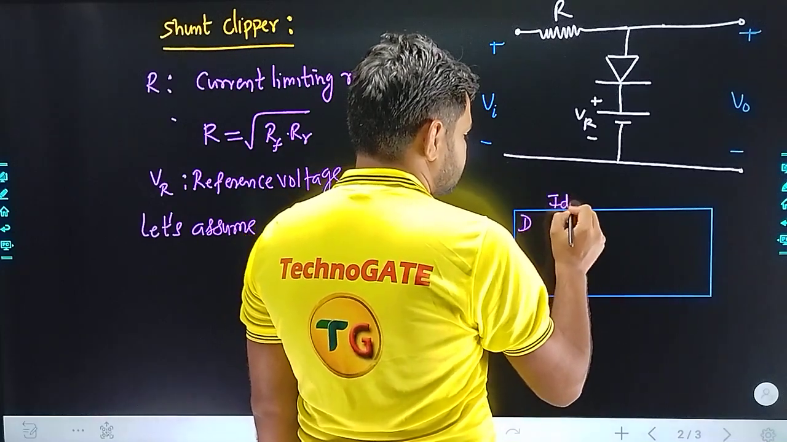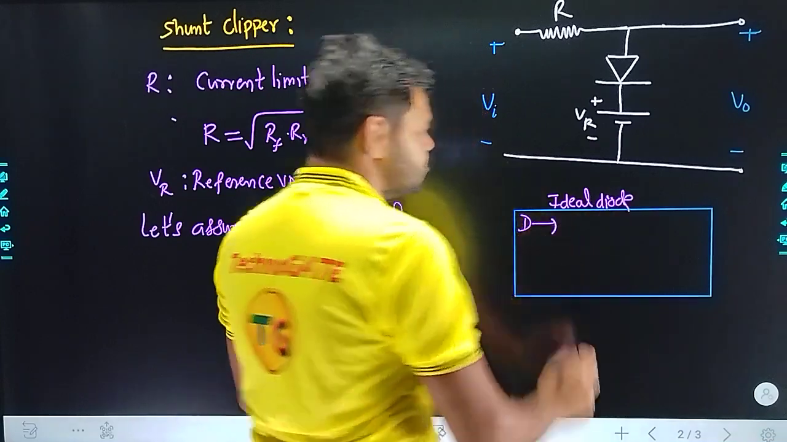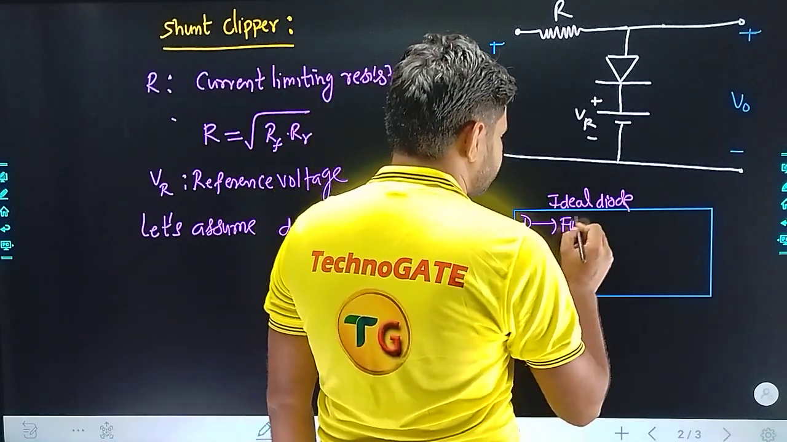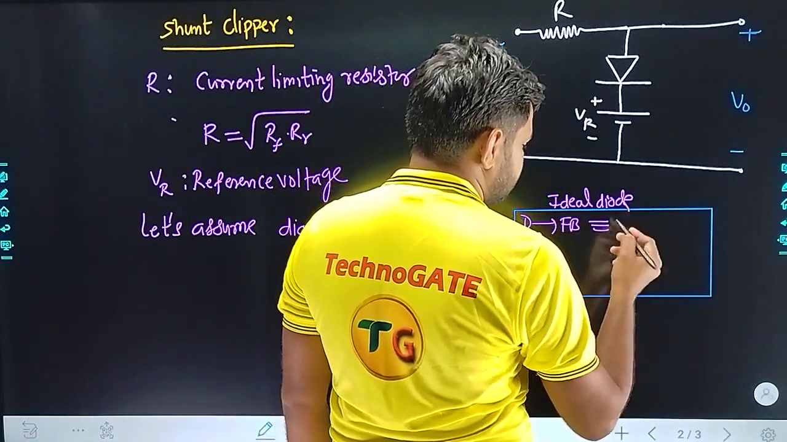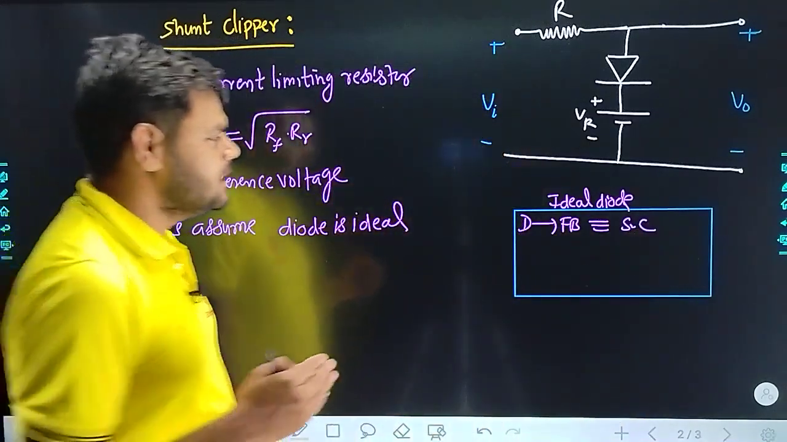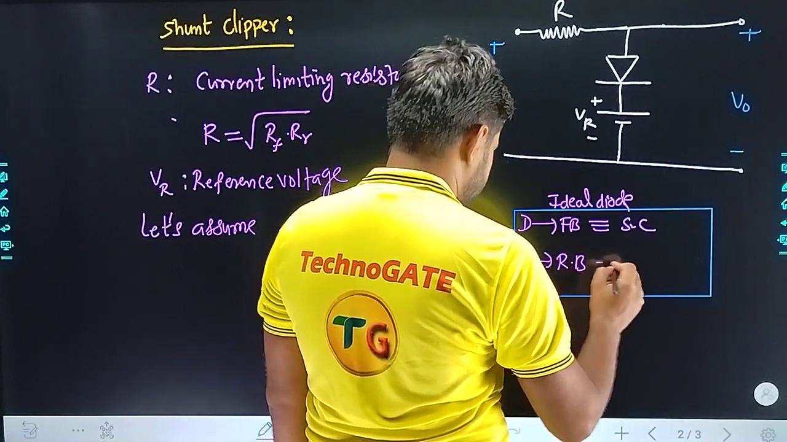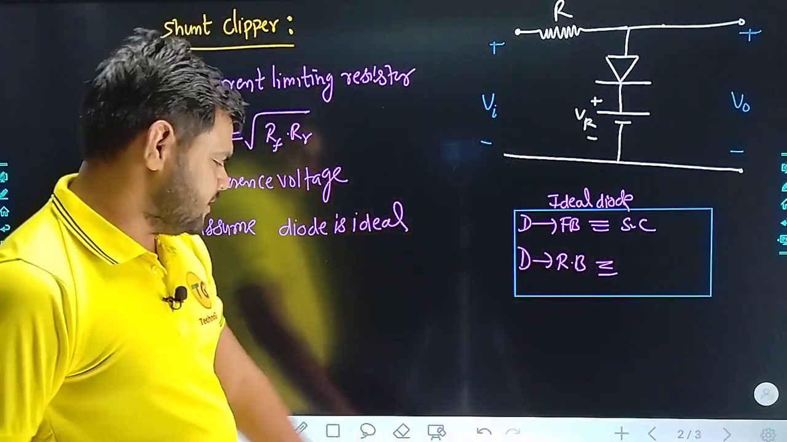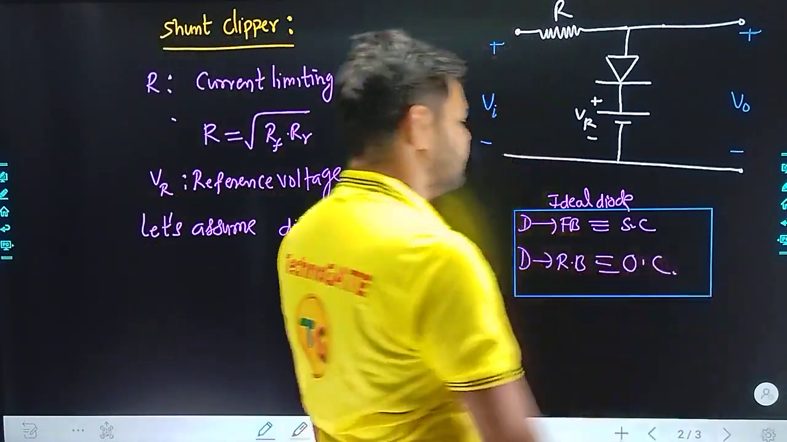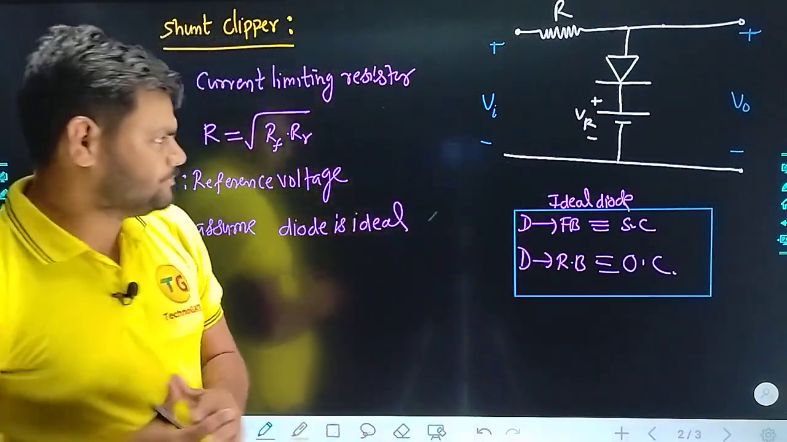Ideal diode. When we consider the diode to be ideal, under two situations: if the diode is forward biased, it acts like a short circuit element. In other words, we say the diode is in the on state. When the diode is in reverse bias, we say the diode is in the off state. In that condition, we consider the diode as an open circuit element. These are the predefined considerations for the ideal diode.